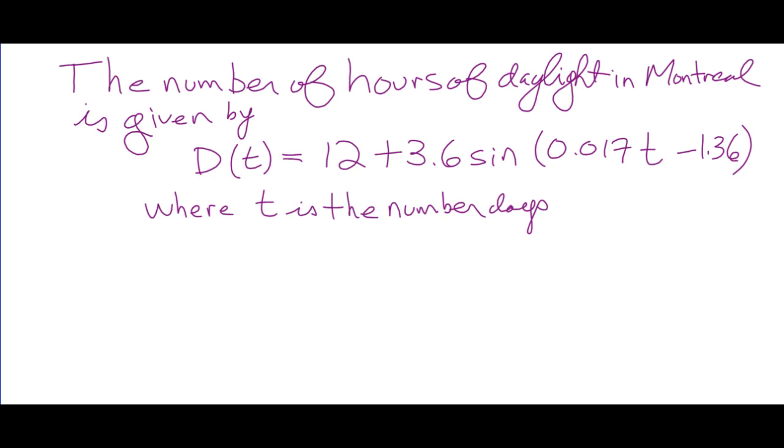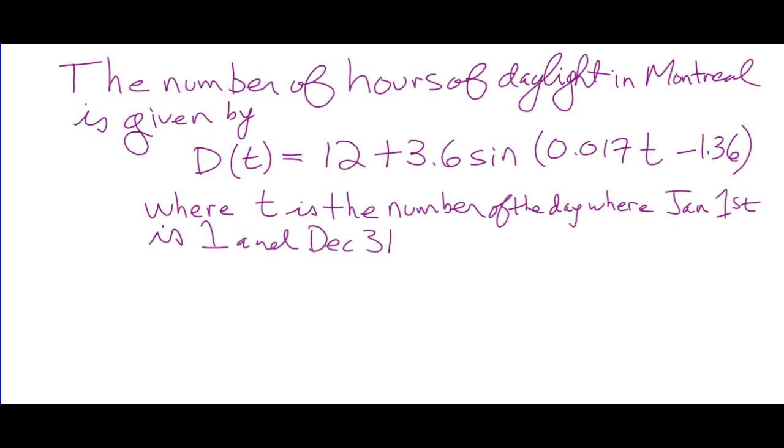Starting where 1 is January 1st, or is the number of the day, let's say, where January 1st is 1, and December 31st is 365. So it's what day are we at in the year, right? So what day of the year? So, you know, January 31st, 31st day of the year.